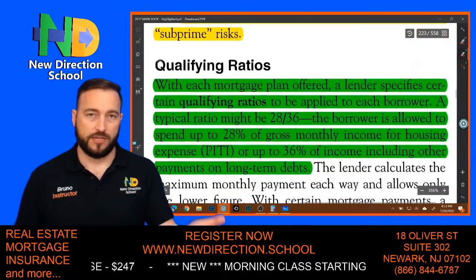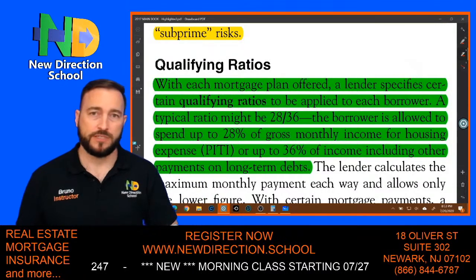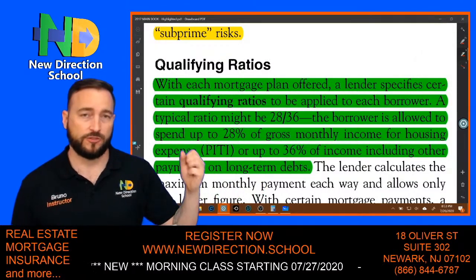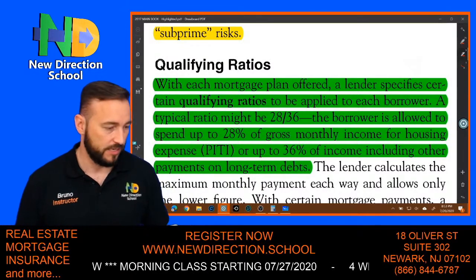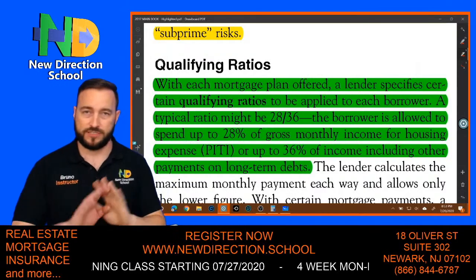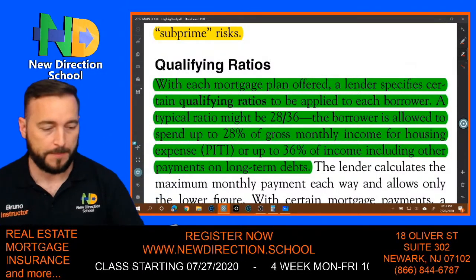Now, I can either give you a few tips or I can recommend a few companies that you could work with. Totally up to you. If you have bad credit or if your buyers have bad credit, you can always ask for that information. Let's go to qualifying ratios. This is literally the last thing we're going to talk about today.